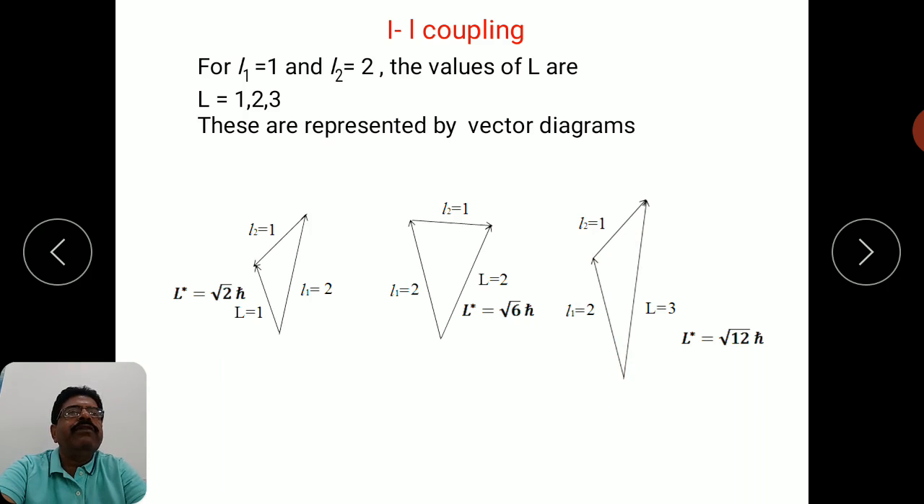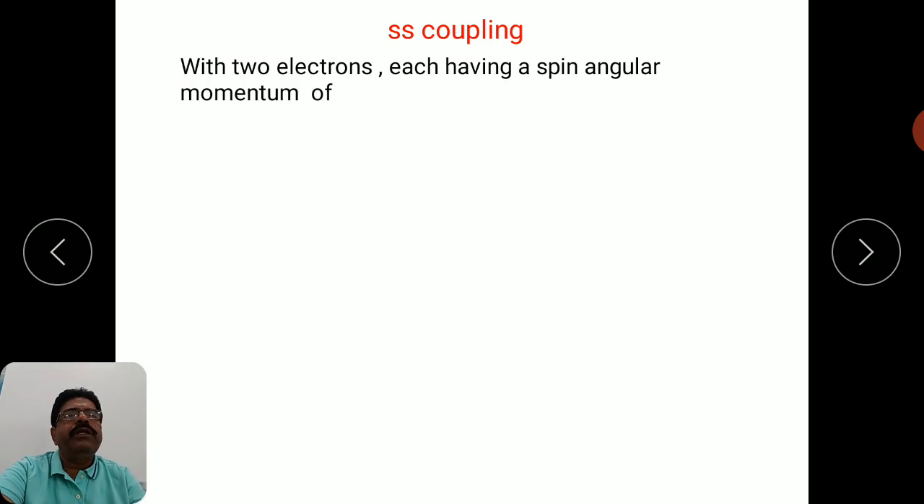Here, instead of taking L1 is equal to 1 and L2 is equal to 2, I have taken L1 is equal to 2 and L2 is equal to 1. Anyway, it is the same thing. It doesn't make any problem here. So the resultant L will be 3 here. So these three values, L is equal to 1, L is equal to 2, and L is equal to 3, and the corresponding magnitudes, that is L star. According to the formula, L star is equal to under root of L in bracket L plus 1 into H upon 2 pi. So this is the LL coupling that we have represented here.